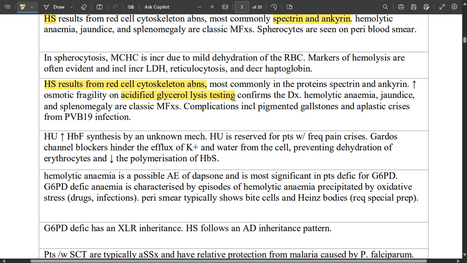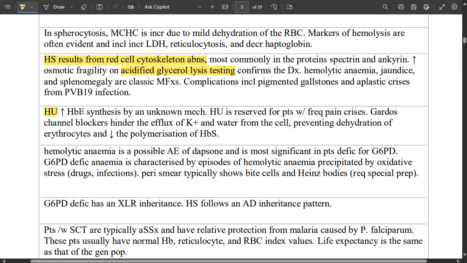Now complications include pigmented gallstones. Because there is an increased amount of indirect bilirubin, the chances of pigmented gallstones rise, and aplastic crisis from parvovirus B19 infection, which is a single-stranded, non-enveloped DNA virus infection. It's common.